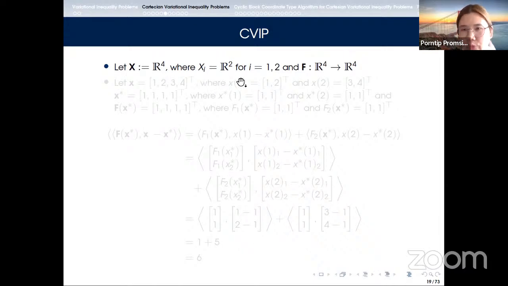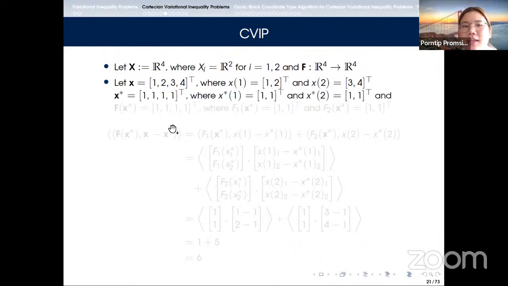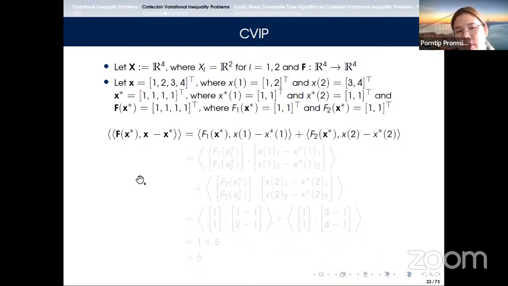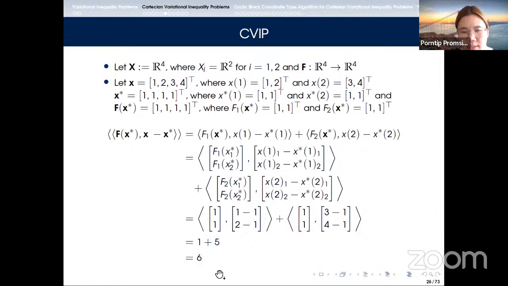And then for the Cartesian variational inequality problem, now in the same case, x is in R4 and each xi is in R2. So if we let the vector x be 1, 2, 3, 4, then x1 is the vector 1, 2, and x2 is 3, 4, and x star is the same like this. So when we compute the inner product, it is the summation of the inner product in the Hilbert space Hi. Now H1 is R2, and this is also with respect to R2. So then we obtain the same.